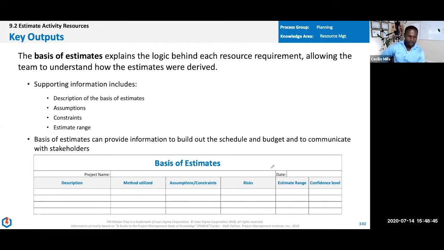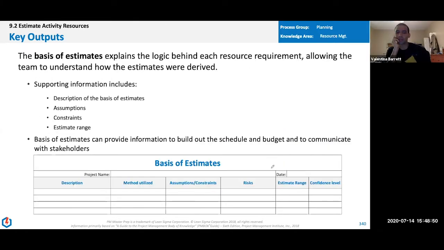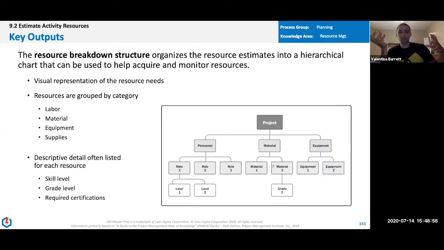Does resources speak specifically to the people that you're going to be using, or are we lumping in the cost of what it's going to take for them with everything else? So, okay, good question. Right now, we're not looking at cost or duration. We're just looking at the resources we need.